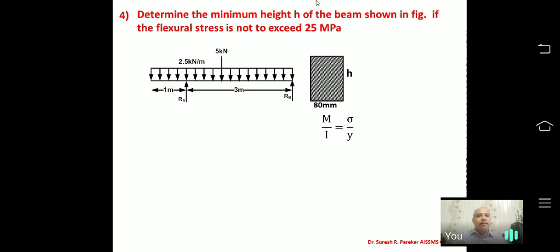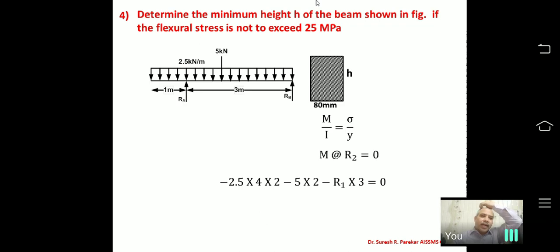Again we have the formula, M by I is equal to sigma by y. In this we first have to find the reactions. Then after the reactions we have to find the shear force diagram. After the shear force diagram we have to find the bending moment. And then we have to go for h. So we take moment about B. So now we have minus 2.5 into 4 into 2. We are taking moment about the right support.